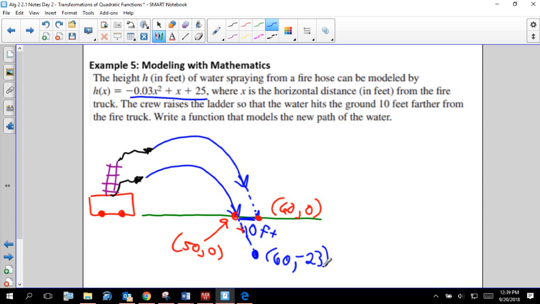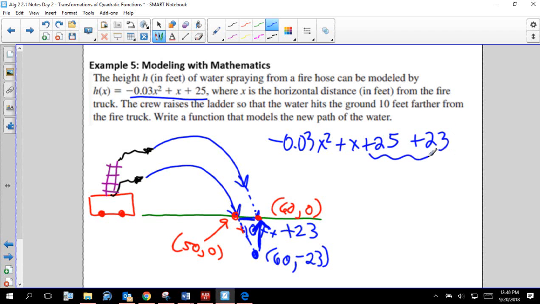So what I need this graph to do is move up 23 spots, and then this will be at 60, 0. I need this to move straight up 23 spots. So if I take my equation, negative 0.03x squared plus x plus 25, how can I make this equation go up 23? Plus 23 at the end. What does that make when we combine like terms?